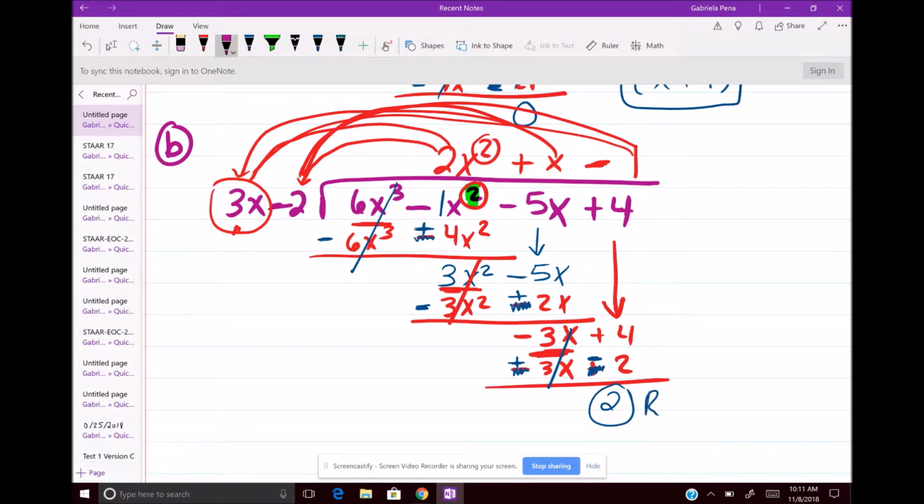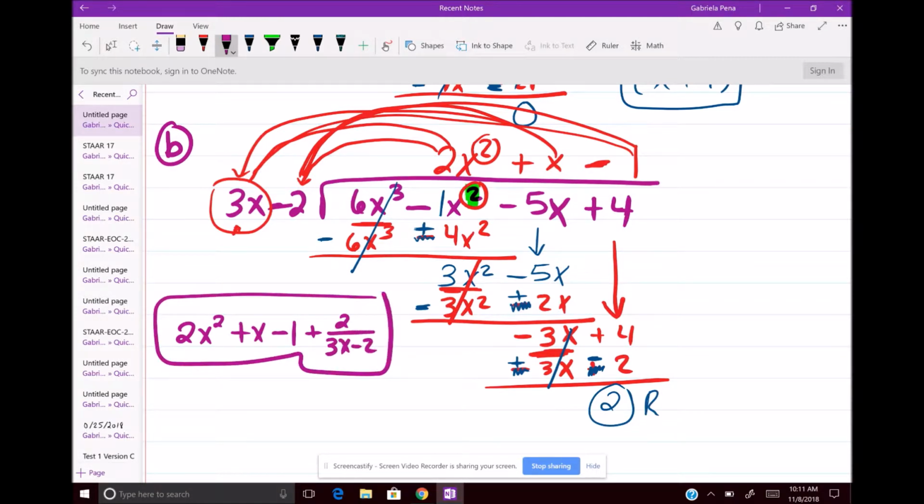Now, how do you write the answer? My answer is 2x squared plus x minus 1 plus, because it's a positive, my remainder over 3x minus 2. This would be your answer. You have to put it over your divisor, which is right there.